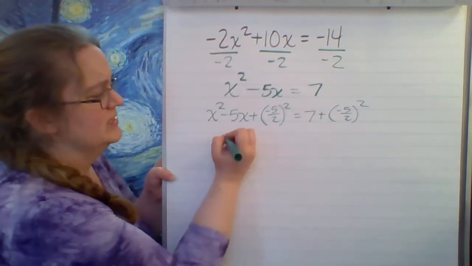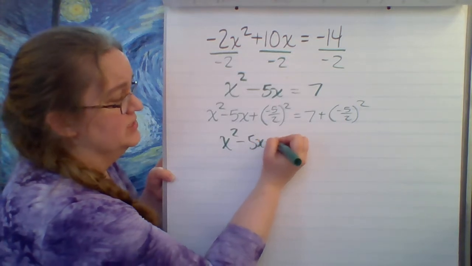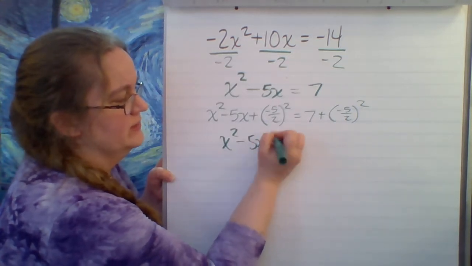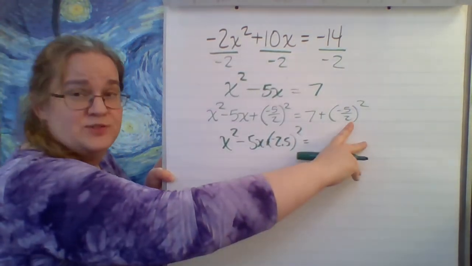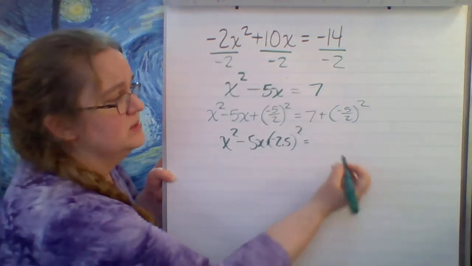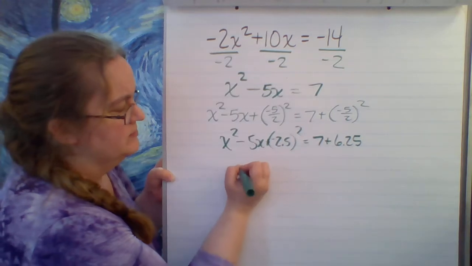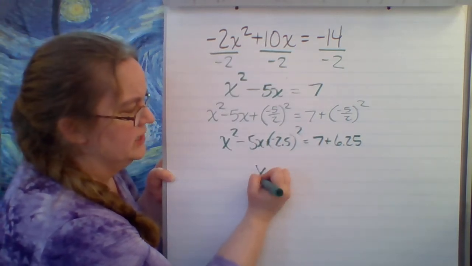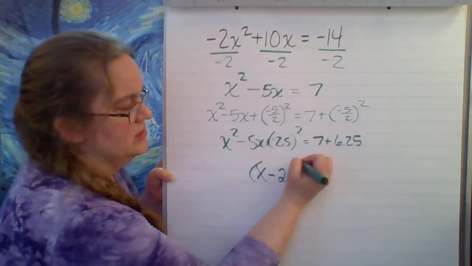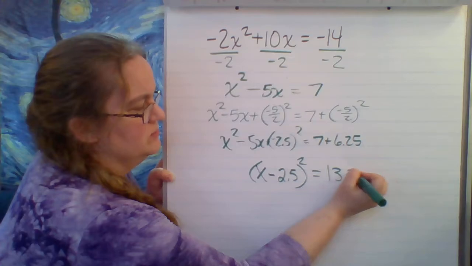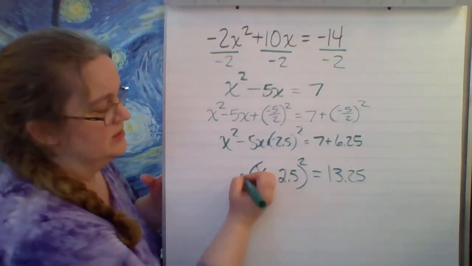So as I take a look at this, this is x squared minus 5x plus, and we could make it 2.5 squared equals 7 plus 2.5 squared, that's 25 times 25 with a decimal, so 6.25. So I can factor this into x minus 2.5 squared, because it's the square root of this and the square root of this squared, and this would be 13.25. Again, I'm going to take my square roots of both sides now that I've done that.